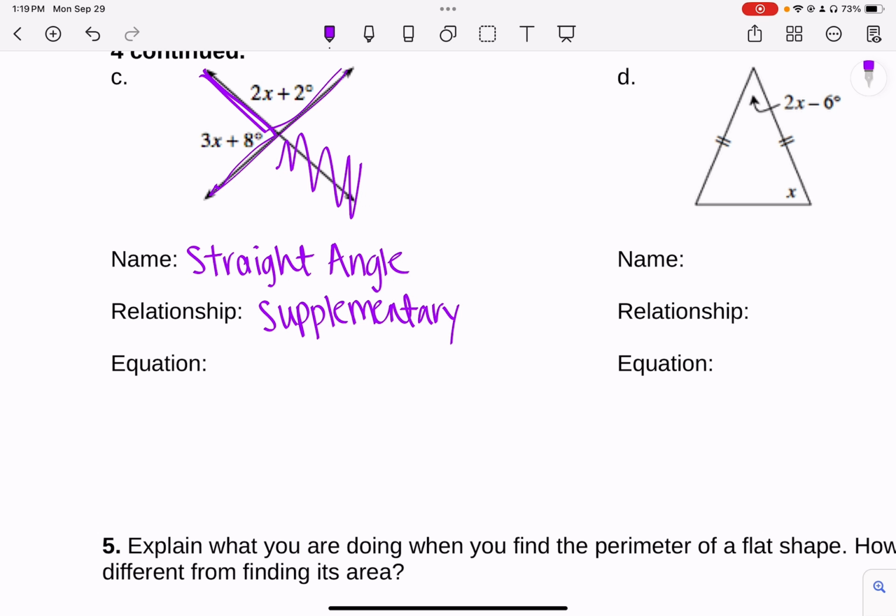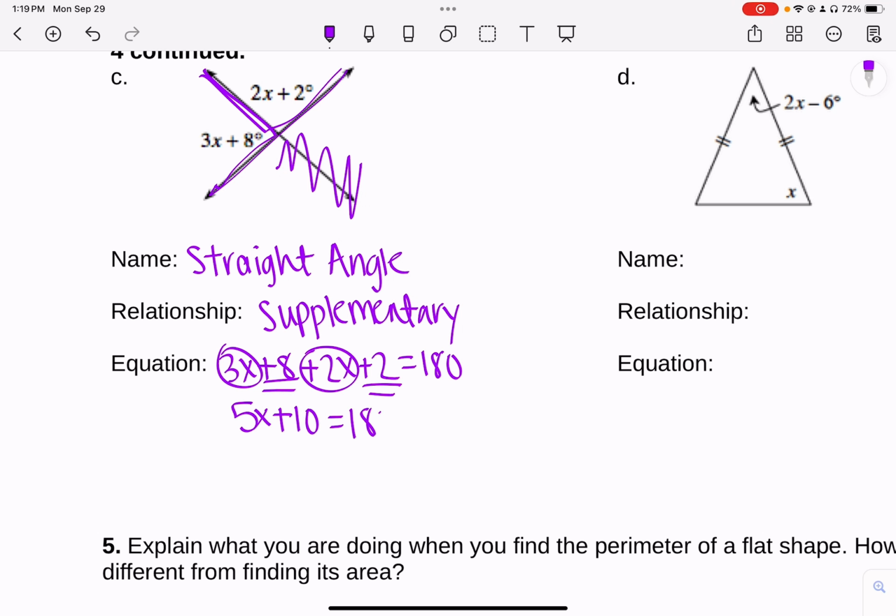So then the equation we would write is that they add to 180. So 3x plus 8 plus 2x plus 2 equals 180. So then we're adding together the like terms. So the 3x plus the 2x there can be added. And then 8 plus 2, which is 10. And since they're on the same side of the equal sign, we're not going across the equal sign to move them. That means we don't change the symbol.